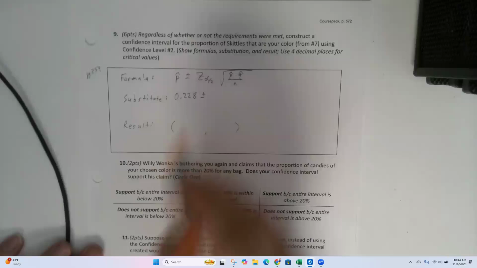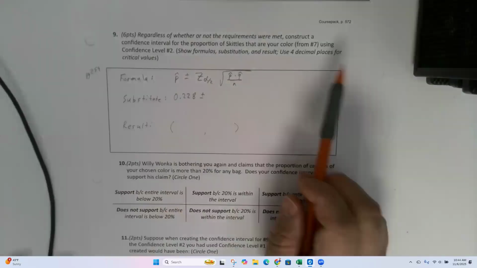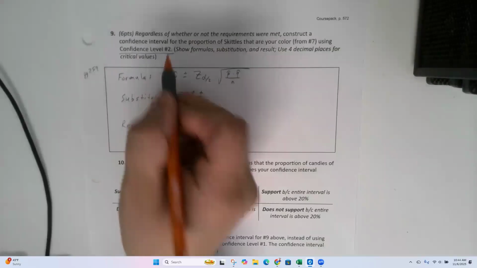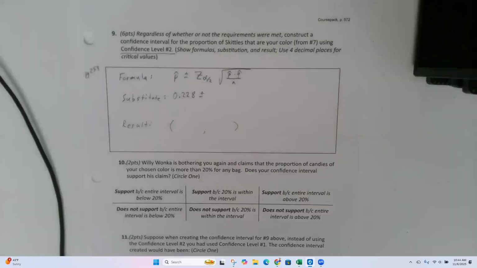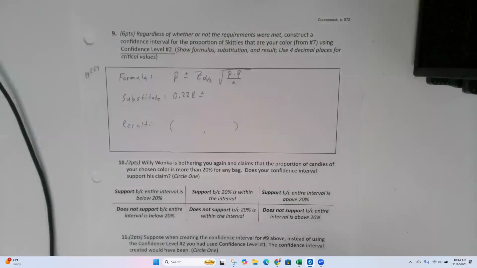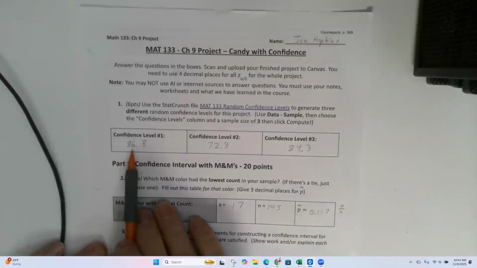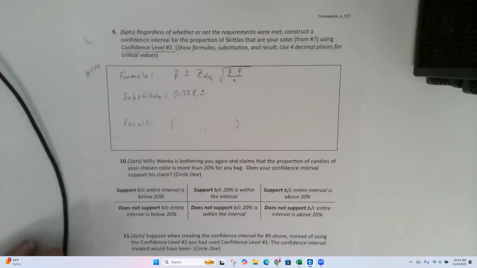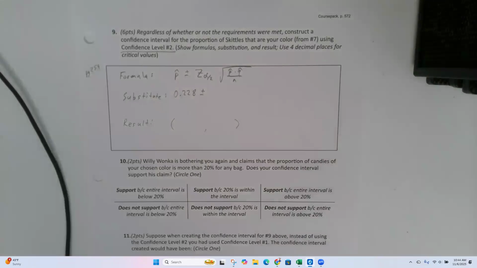For my z alpha over 2, I want to use confidence level number 2. So on your page 1, you selected 3 confidence levels. I did 86% for my M&Ms. I'm going to do 72% for my Skittles. That's fine.